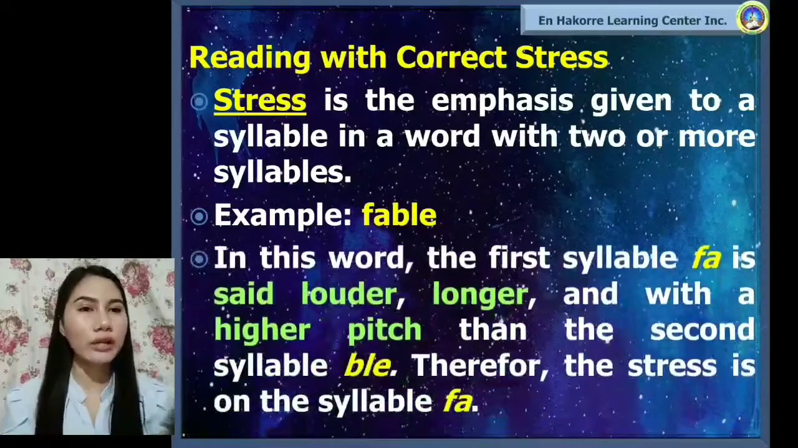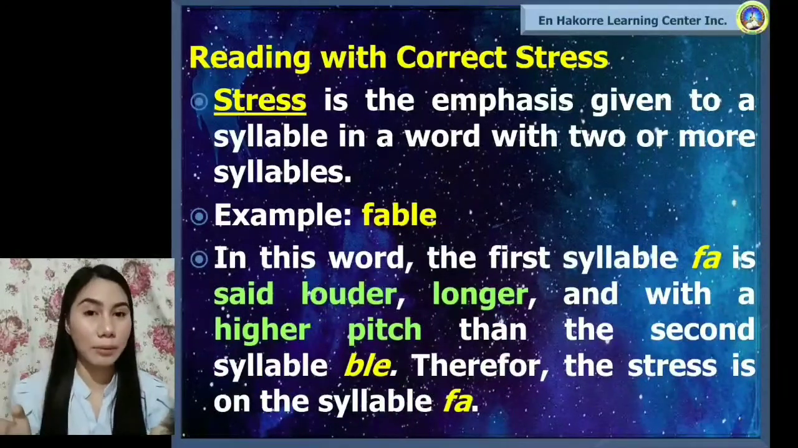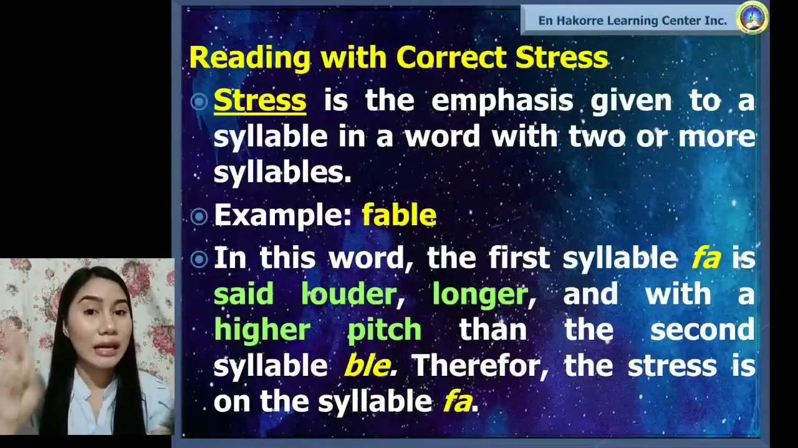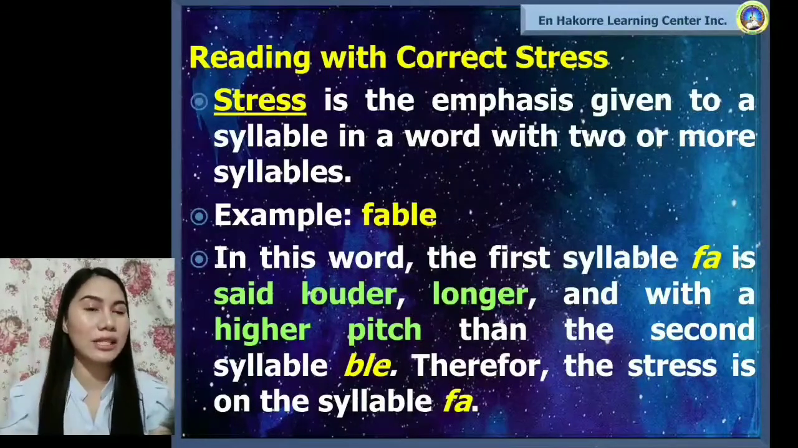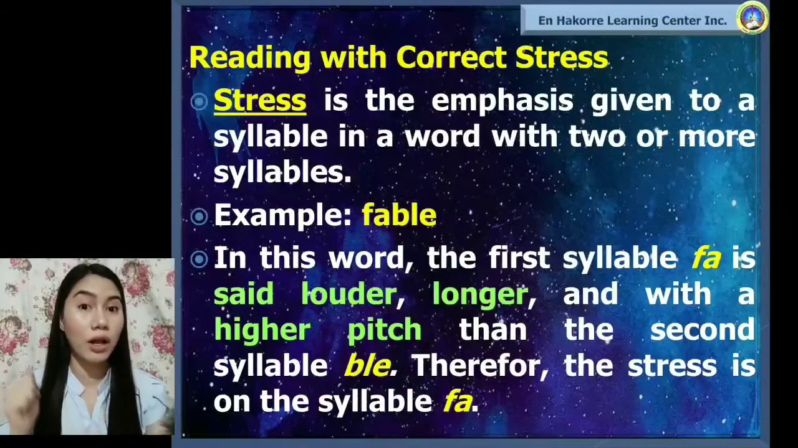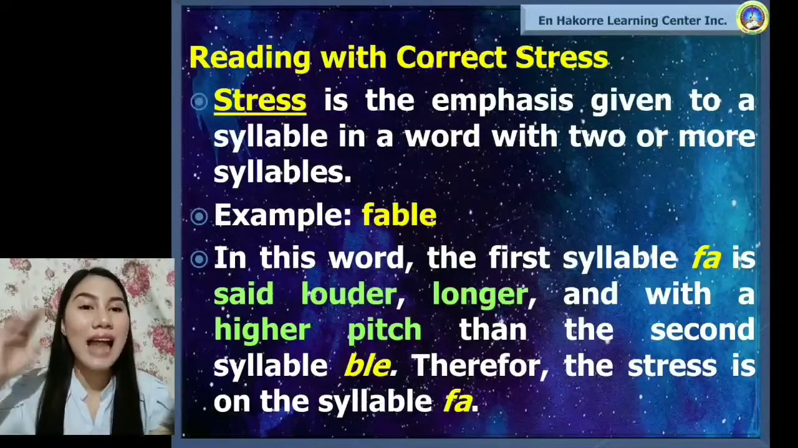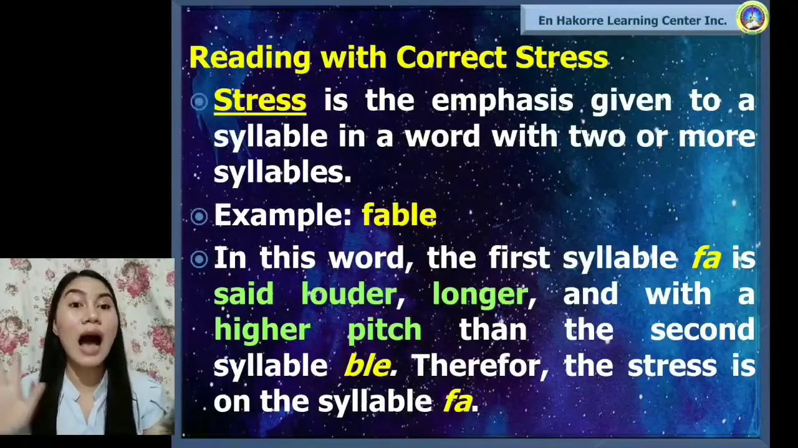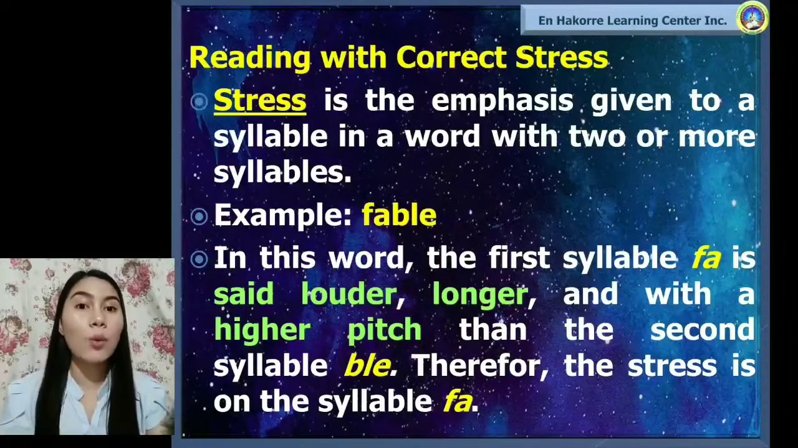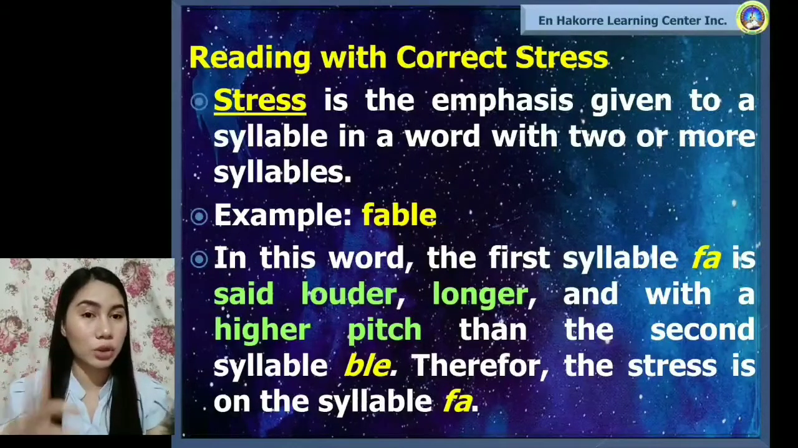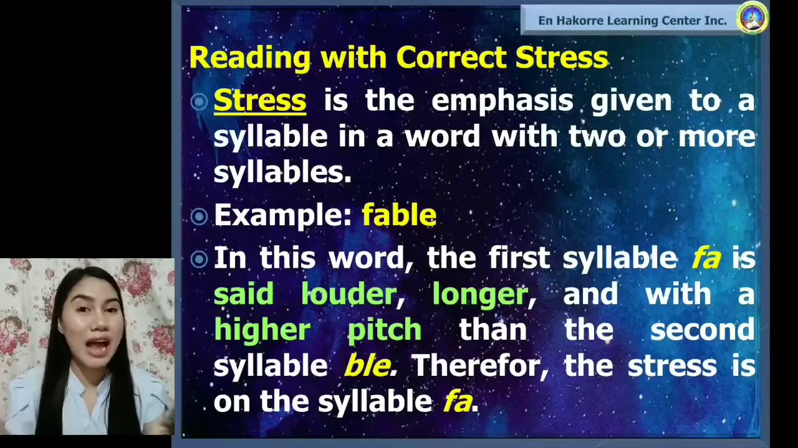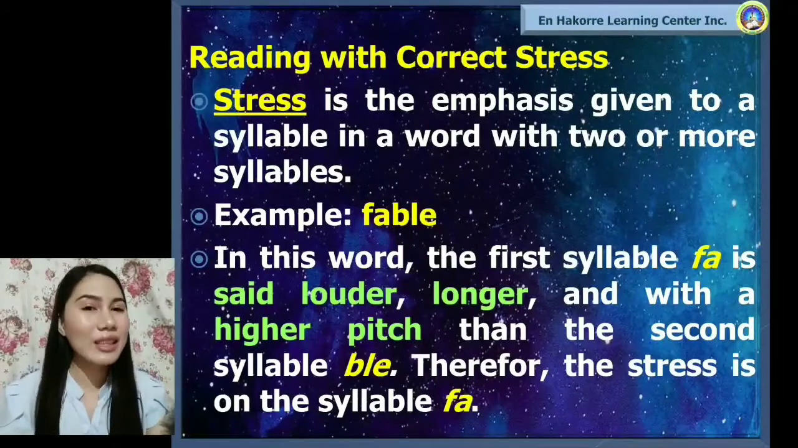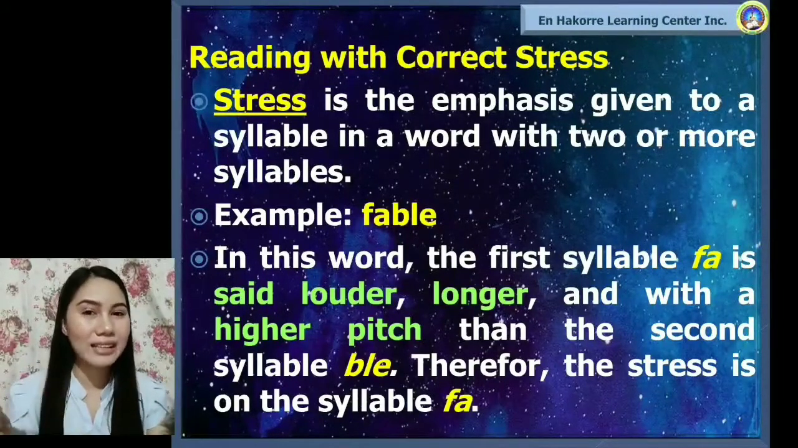In this word, as you can notice, the first syllable, which is composed of two letters, the F and A, we pronounce as fay in the word fable. It is said louder, longer, and with a higher pitch than the second syllable, which is composed of three letters, the B, L, and E, and we pronounce as ball in the word fable, right? So therefore, the stress is on the syllable fay.